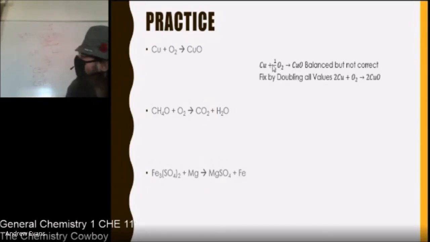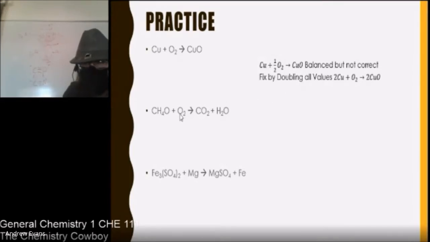Well, I'm saying you can't really have a fraction. You could, but it's not the best. You'd say Cu plus 1/2 mole of O2. Let's do this. So we'd double everything. You double 1, you get 2. You double 1/2, you get 1. You double 1, you get 2. There's our actual answer.